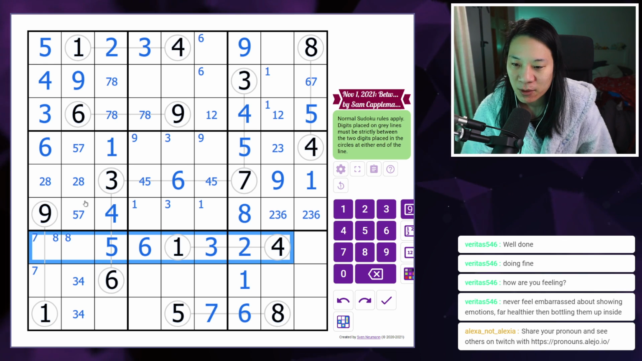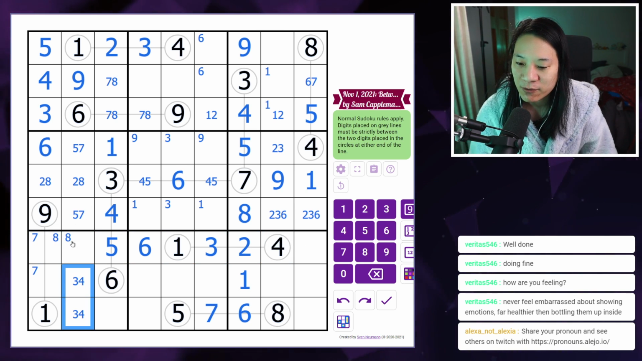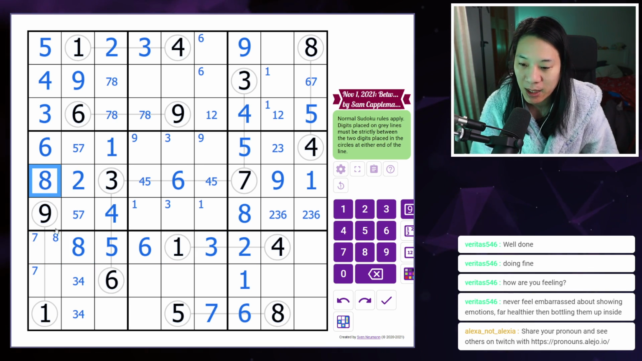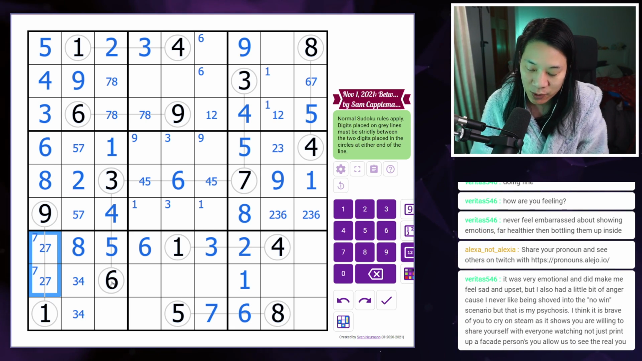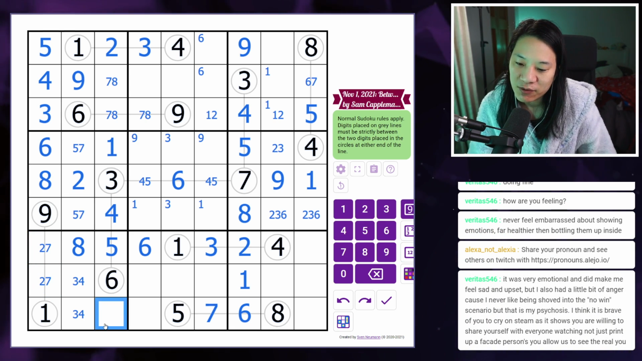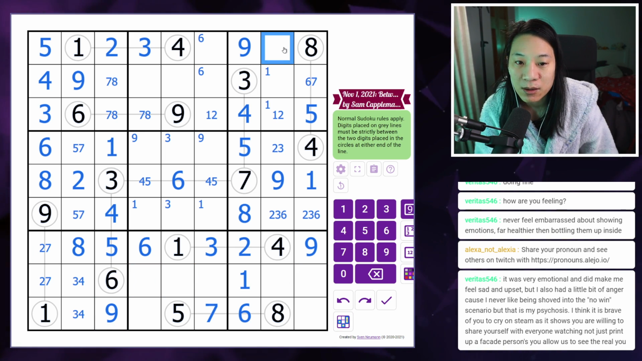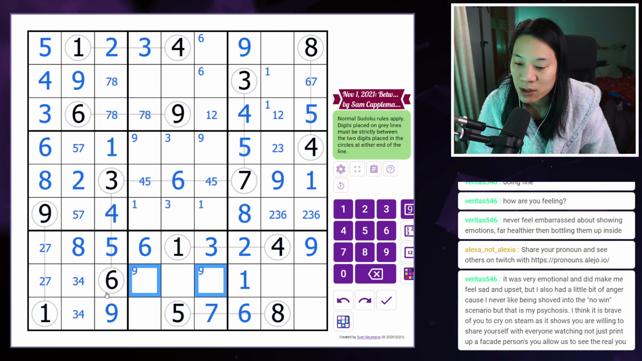Yeah, 3 and 4 can't go there. So the 4 couldn't go there. That's what I saw, so that forces a 3, 4 pair. Now this can't be a 2, so it's an 8 and 2 and 8. So what does that do? This is now 2 and 7, and gives me a 9 at the bottom. So pointing pair 9s tells me this is a 9, which means the 9s are in these 2 cells.